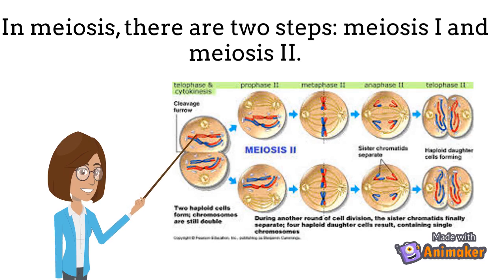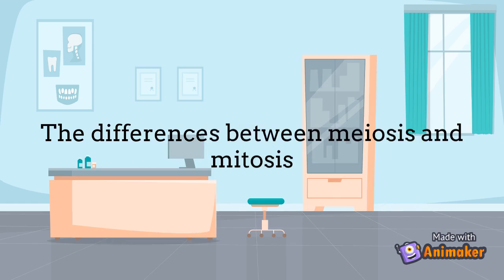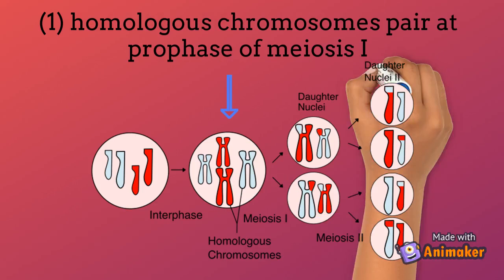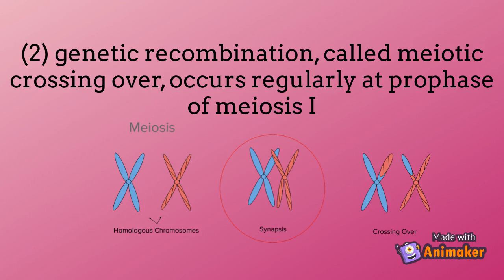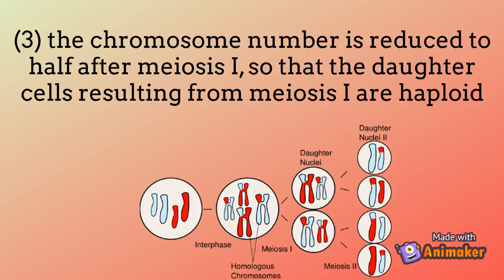Now we will go into the difference between meiosis and mitosis. First, the homologous chromosomes are paired at the prophase of meiosis 1. Second, the genetic recombination, which we call meiotic crossing over, occurs at the prophase of meiosis 1. Third, the chromosome number is reduced to half after meiosis 1.